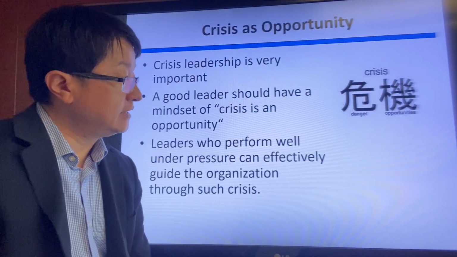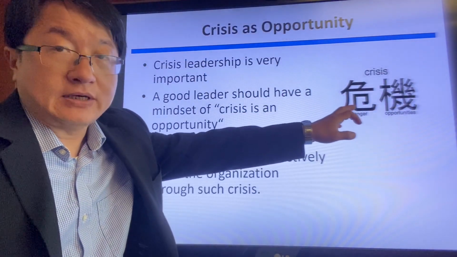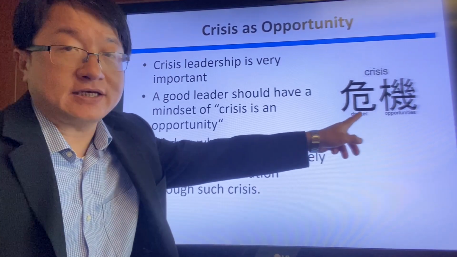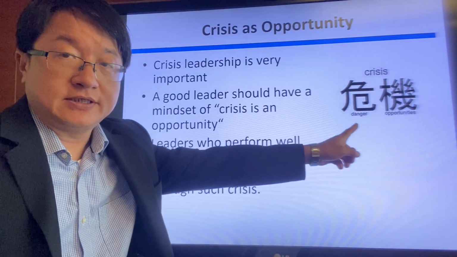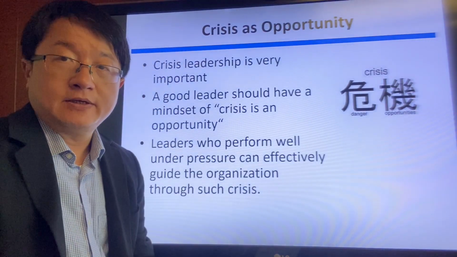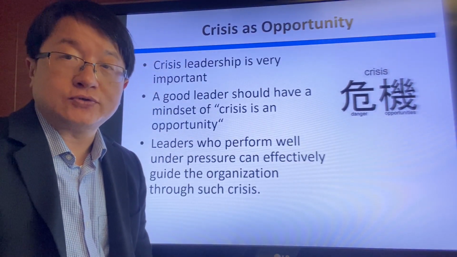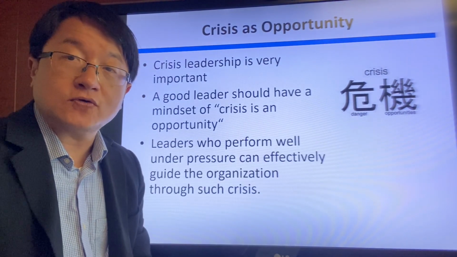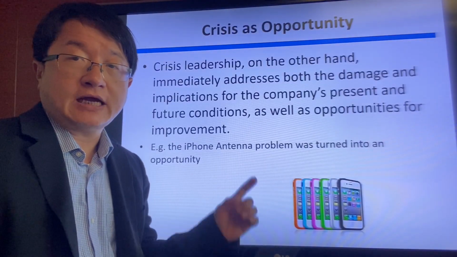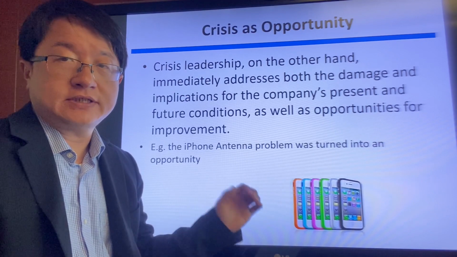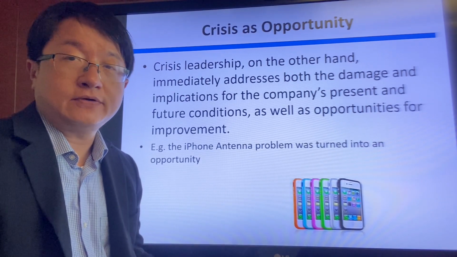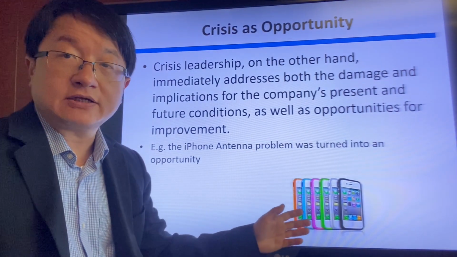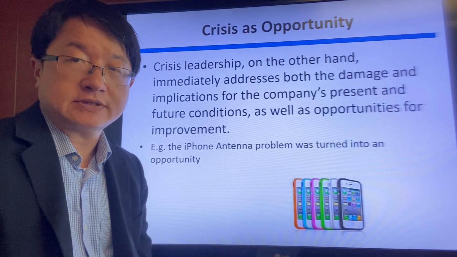So crisis in Chinese is 危機, or in Putonghua is 危機. It means danger and opportunity. Whenever there is a danger, it also comes along with an opportunity, because you need to do something to change the current situation so that you can solve the danger. And quite often, this change may also bring in opportunities. For example, in the iPhone case, they successfully turned this crisis into an opportunity, not only to solve the technical problem by introducing the idea of a bumper, but also making it a marketing tool so that they can create more sales and sales opportunities.